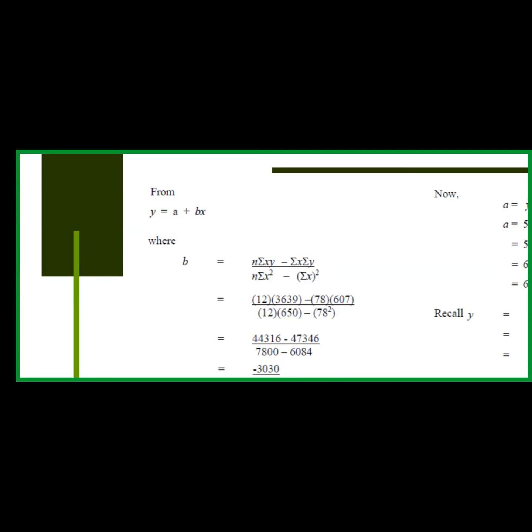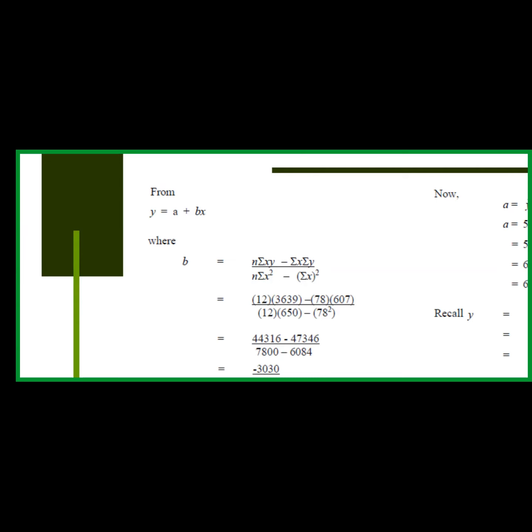Summation of X is 78, multiplied by summation of Y, which is 496. All over, let's go to the denominator. N again is 12. Summation of X squared is 650, minus summation of X all over squared, which is 78 squared. So write it and solve it and give me the final answer.